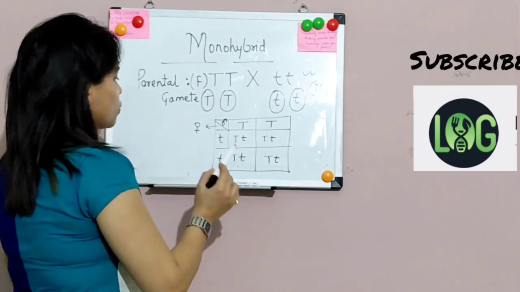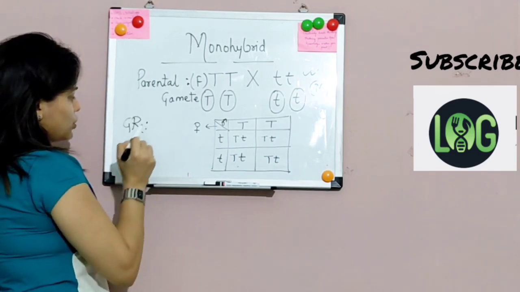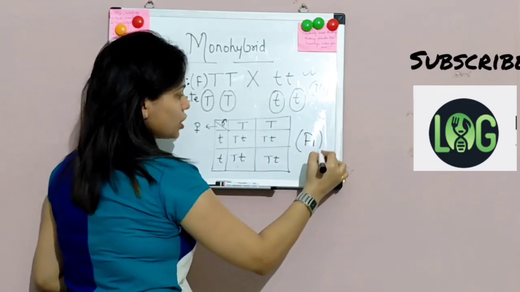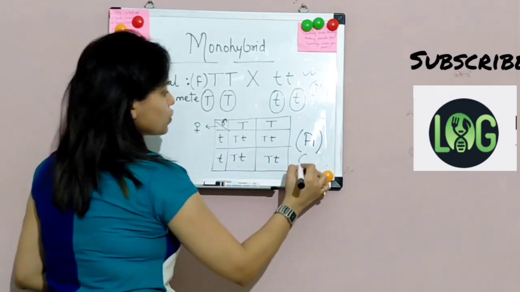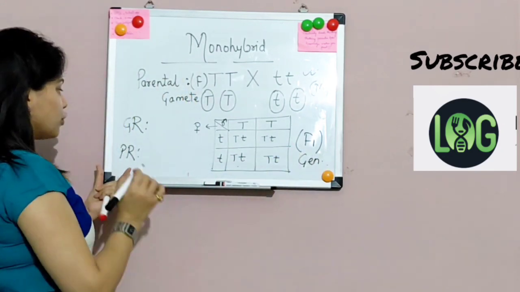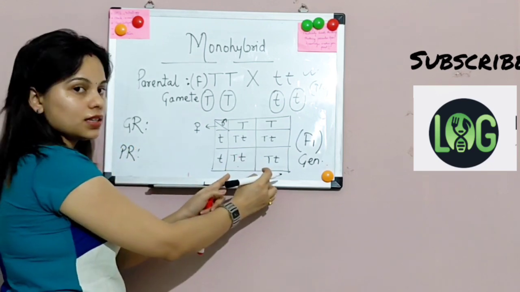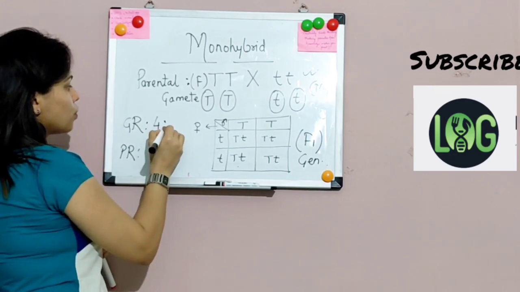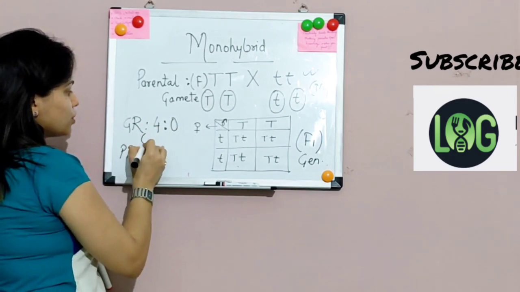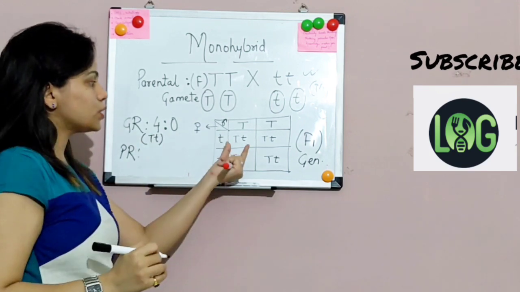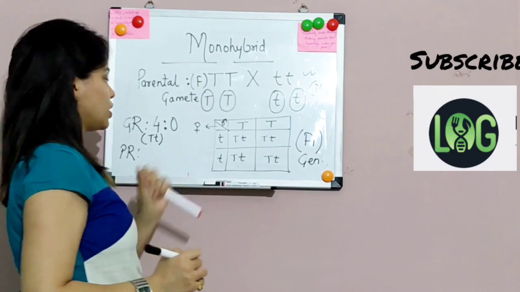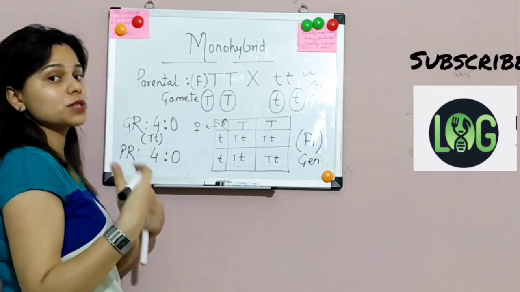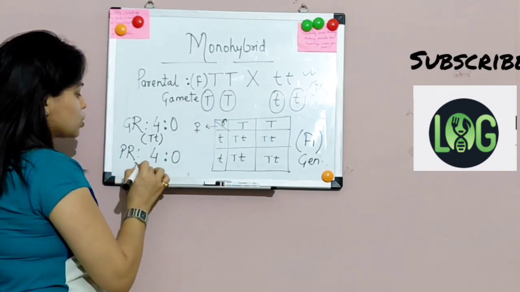So if we talk about the genotypic ratio and the phenotypic ratio for this generation, which is the F1 generation, filial 1 generation: because all are having the same genotype, the genotypic ratio is going to be 4:0, and that genotype is capital T and small t, the heterozygous condition for tallness. Whereas the phenotypic ratio is also going to be 4:0, because the phenotype, the expression, is going to be tall in all.